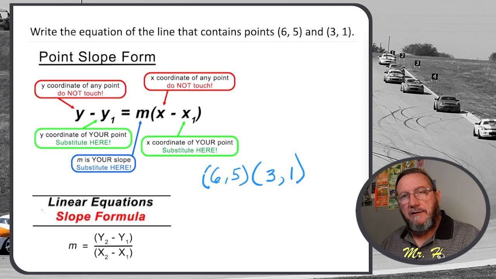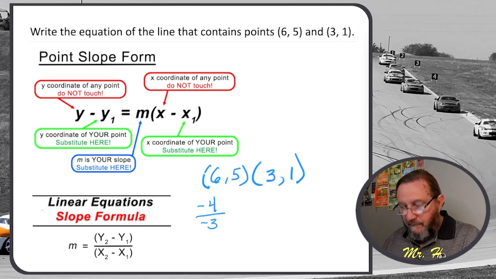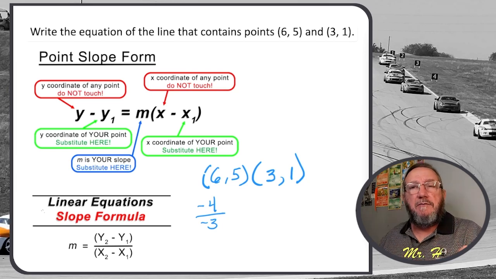One way to look at this is to remember we're looking for the change of y to the change of x. Well, how do we change from 5 to 1? Well, that goes down by 4. So we're going to call that -4. How do we go from 6 to 3? Well, we go down 3. So that's going to be -3. If it were going up, we would say positive. But we're going down, so we're going to say negative.